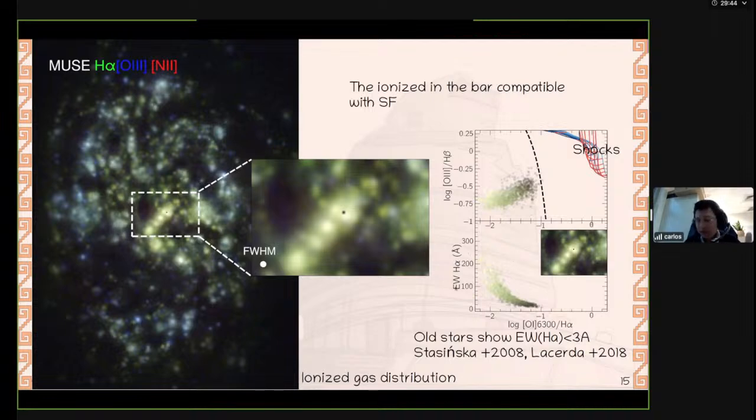Also, the equivalent width of H alpha has been adopted as an auxiliary tool to identify the different ionization sources of galaxies. Basically, equivalent widths of H alpha larger than 6, or it depends, larger than 6 or larger than 3, are associated to star-forming regions, and those equivalent widths of H alpha lower than 3 Angstrom are basically associated to a diffuse component, for instance, gas ionized by old stars, by post-AGB stars, by dwarf stars, for instance. In the case of this galaxy, all the ionized gas in the bar region seems to be associated to star-forming processes.